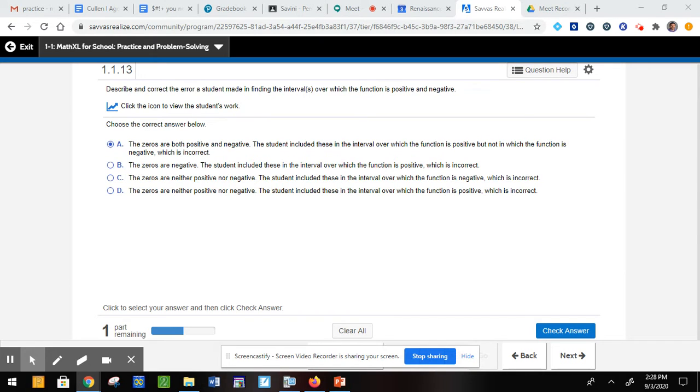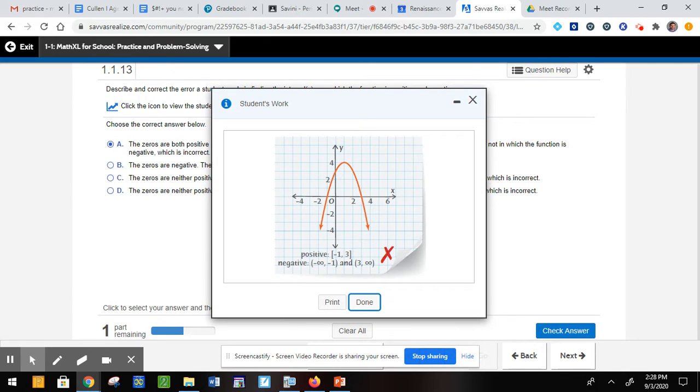For this question, we need to figure out what the student did wrong. So the first thing I'm going to do is look at it. And let's talk about real quickly what is going on in this picture. So it is a quadratic function, and it's given the intervals.